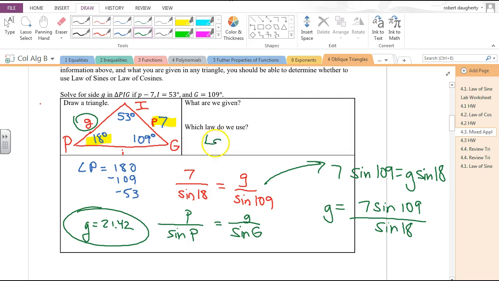Like I said, when I started this problem out, I was given angle, side, angle. I didn't need to know that. Mainly, I just want to look at, do I know an angle and an opposite side? That's my go-ahead to use the law of sine.